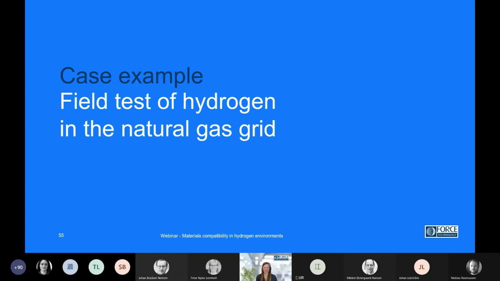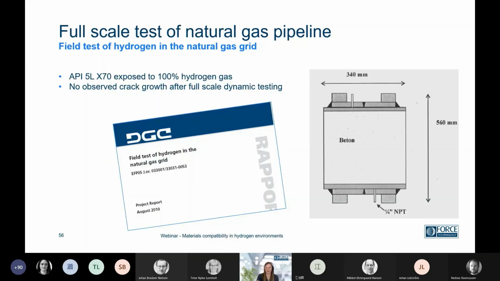My last case example is a field test of a hydrogen natural gas grid. We did it with the Danish Gas Technological Center. Main points are that it was X70, which is most of the Danish gas grid, and had 100% hydrogen gas. As you can see to the right, it was a pipeline with a weld, which is considered the weakest section. We filled it with concrete to ensure that we had a lower volume. This is something we work quite a lot with in our labs: how can we limit the risk by decreasing volumes of hydrogen, because the safety aspect is very important in this case.